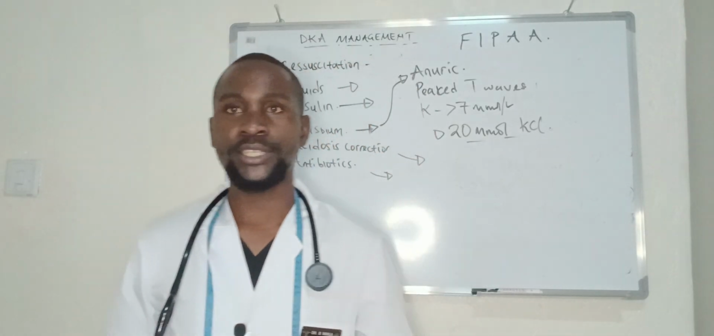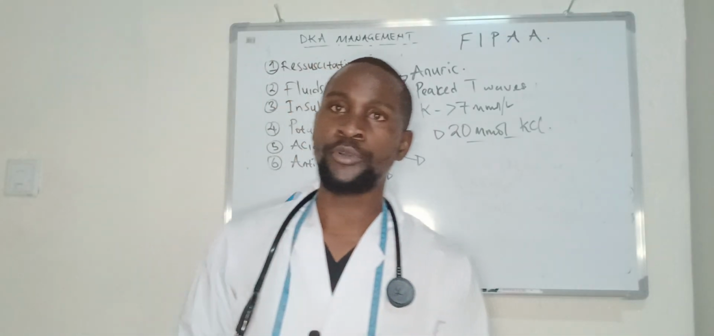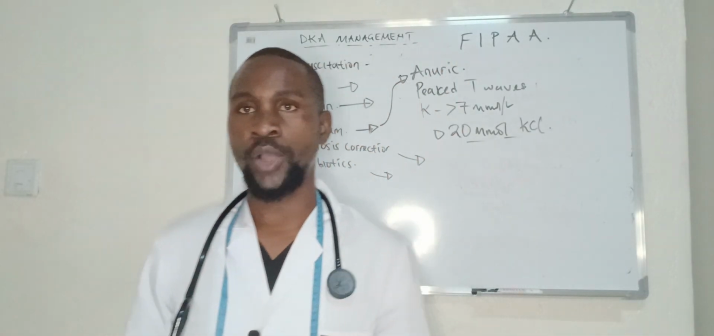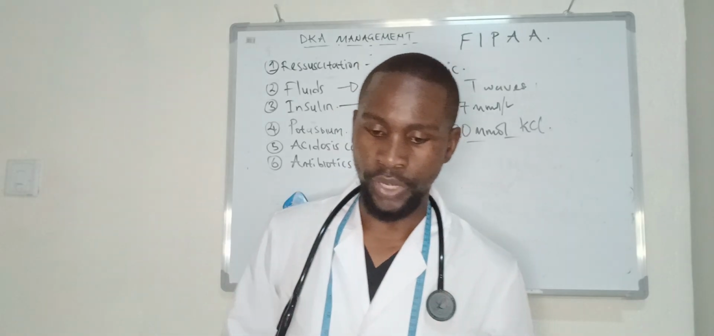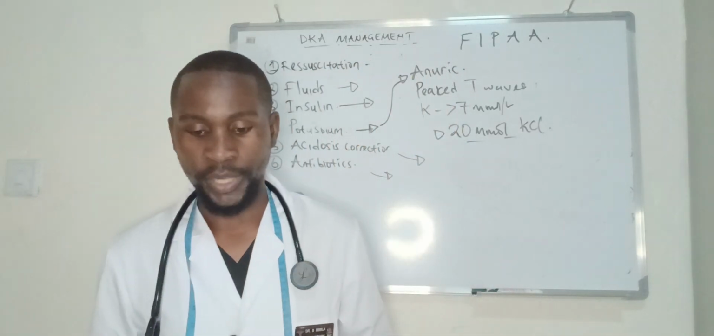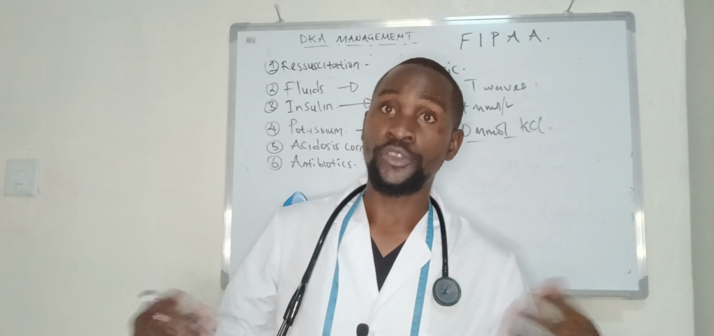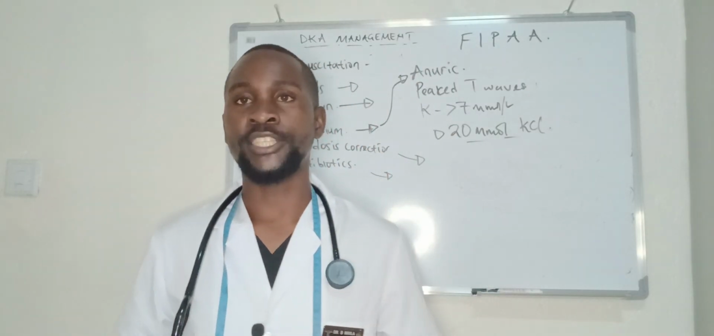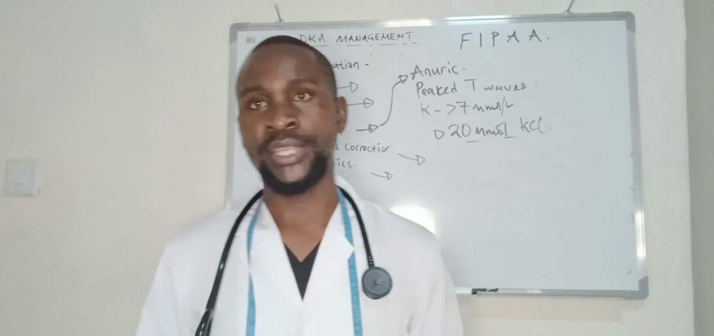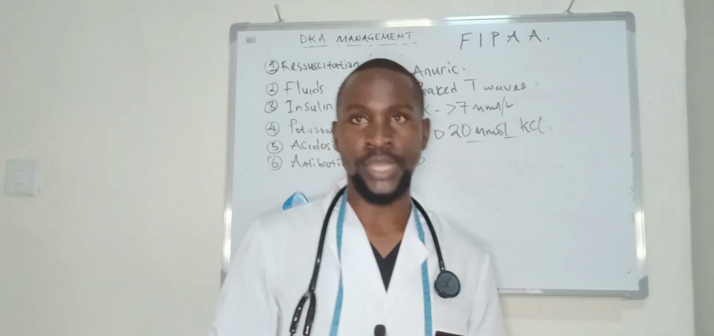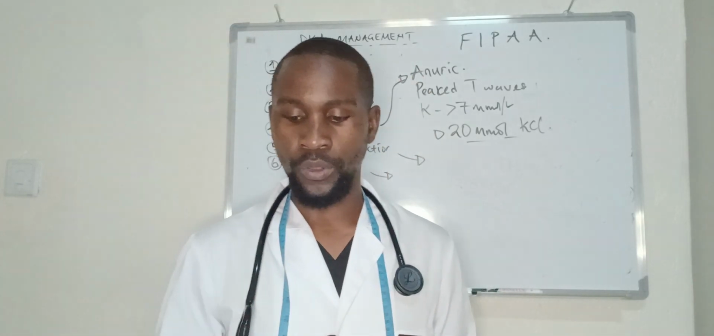So what are the complications of DKA? Complications could include cerebral edema. You can end up with hypokalemia as you try and resuscitate. You can go into pulmonary edema. The patient can go into shock. They can go into AKI. All those are complications. Electrolyte imbalances, hypoglycemia, and arrhythmias as well. The arrhythmias can come in due to electrolyte imbalances as well. So all those are complications.